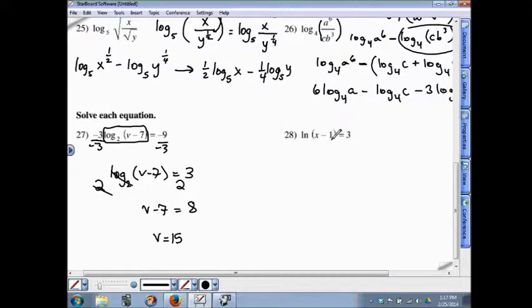Over here, the natural log is already isolated. There's nothing in front of it. There's nothing outside of the function. So you can go ahead and just exponentiate using a base of e. e and the natural log are inverses. So you have x minus 1 equals e to the 3rd. Add 1 on both sides and you get x equals e to the 3rd plus 1.